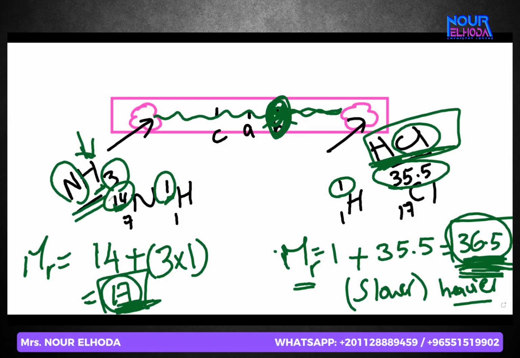Yes, teacher, it's crystal clear. Any question? Okay, in the exam, is it a must to give me ammonia or HCl? No, it's not a must. He can give you any two elements or any two compounds. What you are going to do is calculate their MR from the periodic table. It's not a must that he gives you ammonia or HCl.